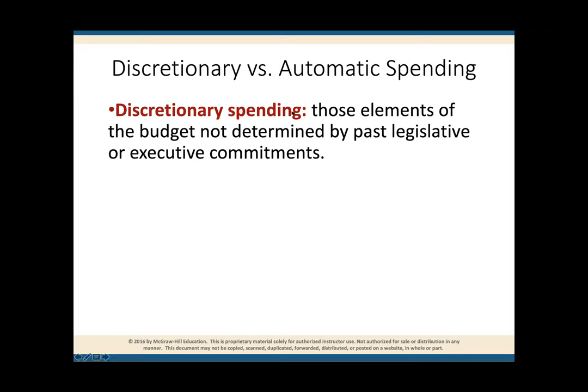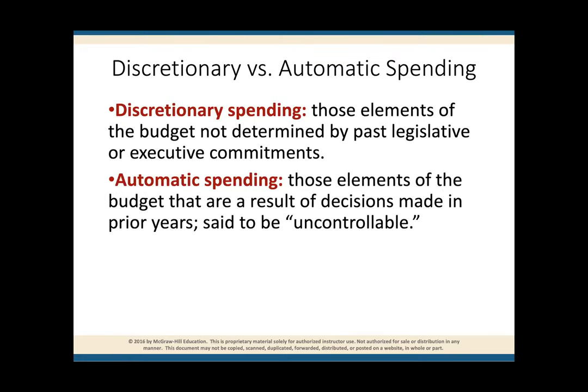Discretionary spending is the elements of the budget for which we can decide if we're going to do it or not. Are we going to buy a new airplane? Are we going to create another military base? Are we going to buy another aircraft carrier? Are we going to increase student loan grants? Things like that. Those are the discretionary spending. So again, automatic spending is those elements of the budget that are the result of decisions that have already been made in the past. They're uncontrollable. There's nothing we can do.